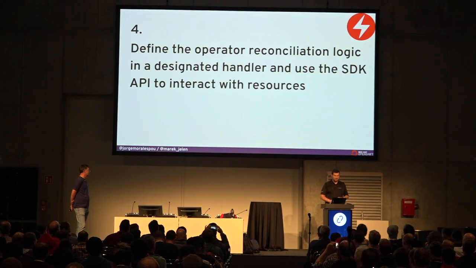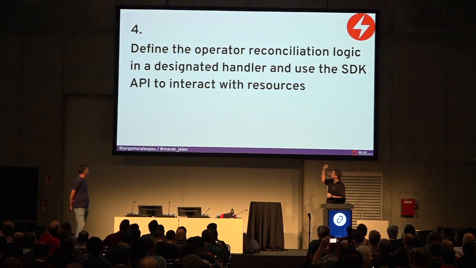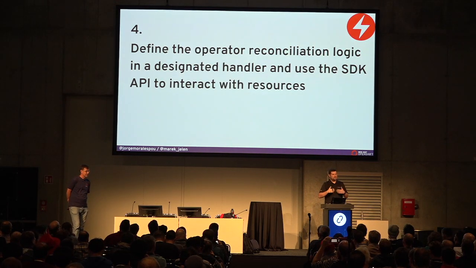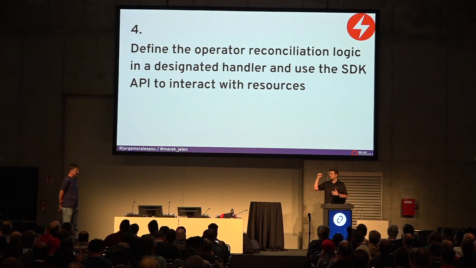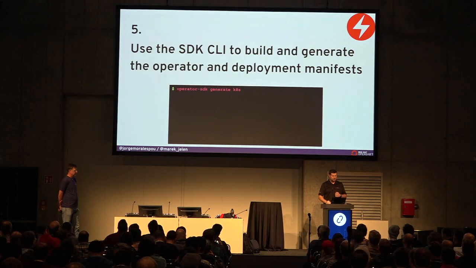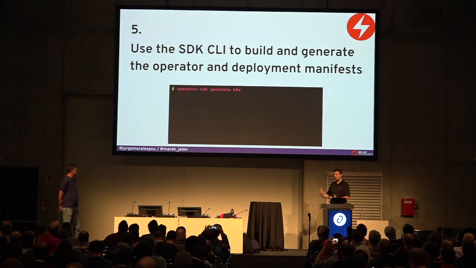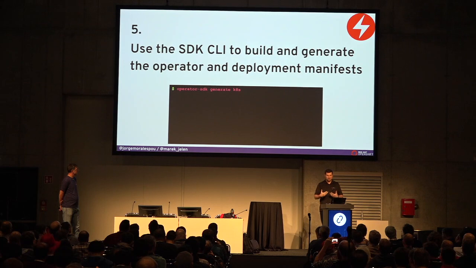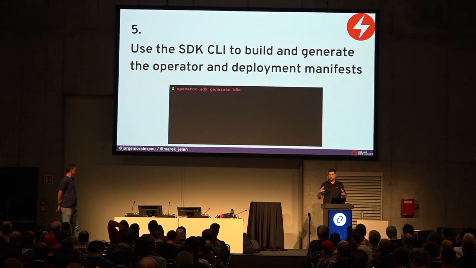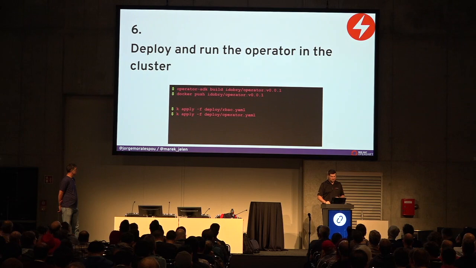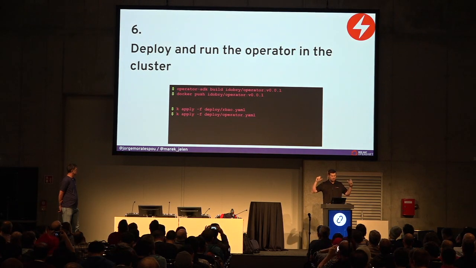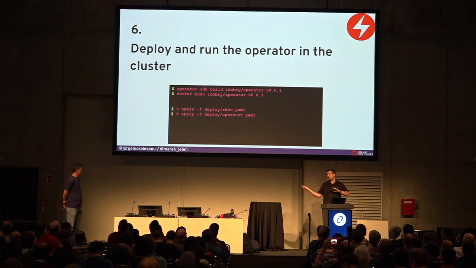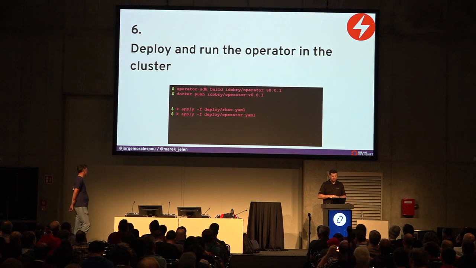I don't have to write it here. But then you have the reconciliation. I hate that word. But this is the reconciliation logic that's inside the handler. And I will move to that in the demo because I have a slide that has all these three steps next to each other. And then you generate a code that actually generates the deployment and all the resources that you need to deploy the operator. And finally, you can push it to Docker Hub, Quay, whatever you like, and then you can apply it on your Kubernetes cluster so you have your operator running.